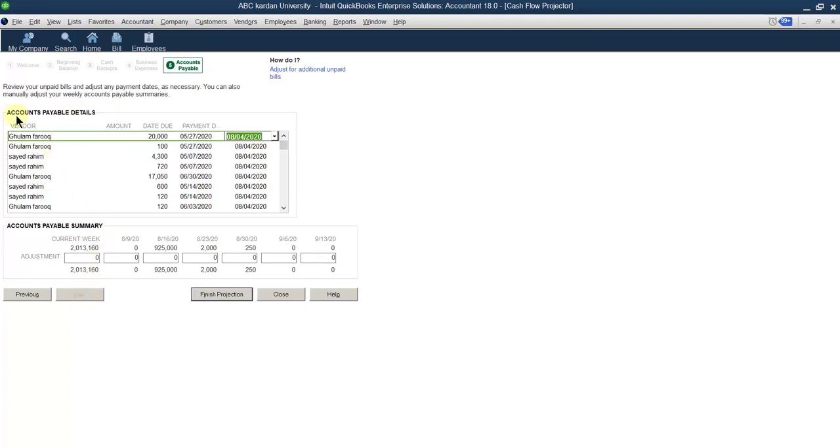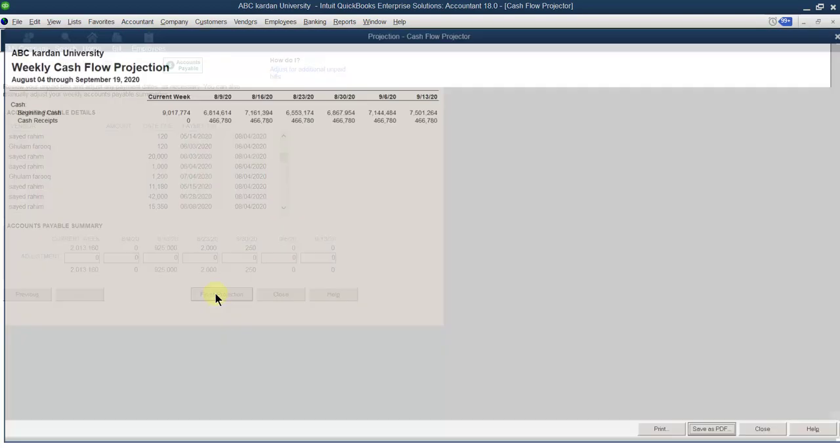And also after this, account payable details. So in the next 6 weeks, these accounts also will become payable. Which accounts become payable? In the first week, there is no payable, but in the second week, 925,000 becomes payable. In the third week, 2,000 becomes payable. In the fourth week, 250 becomes payable. So this one also showed the payable. The payable means the amount that you have to pay for your account payable. The first week, there is nothing. The second week, there is too much amount, 9 lakh, but 925,000. So these are the payments that you have to make in the future. After that, then click on the finish.